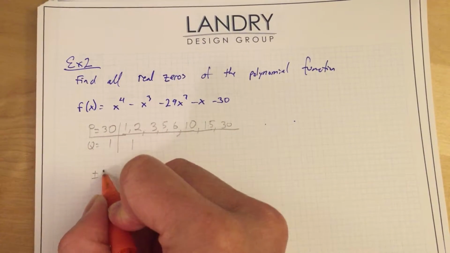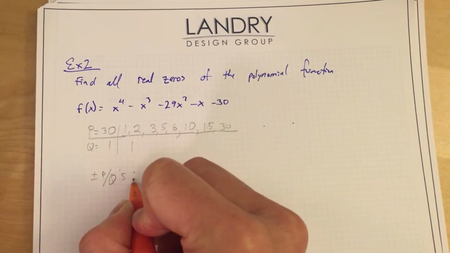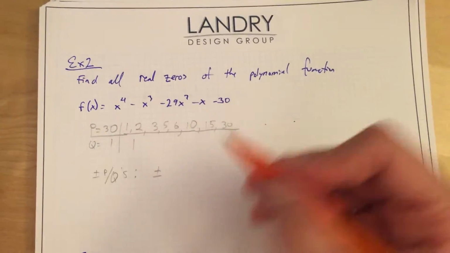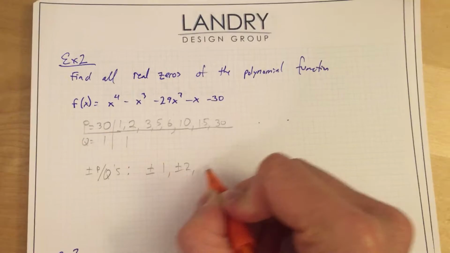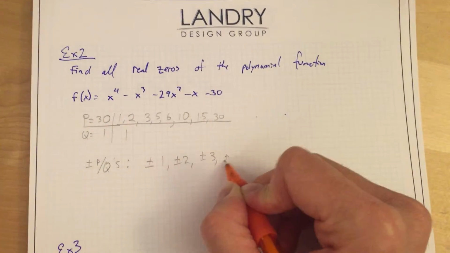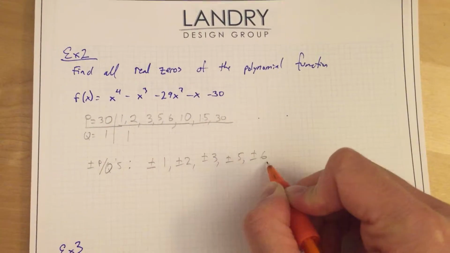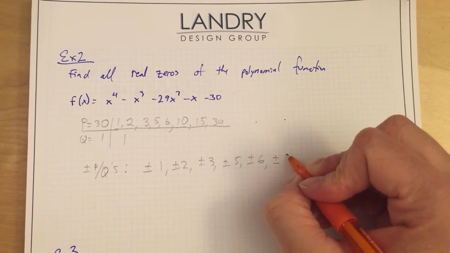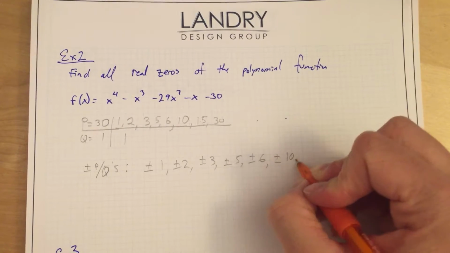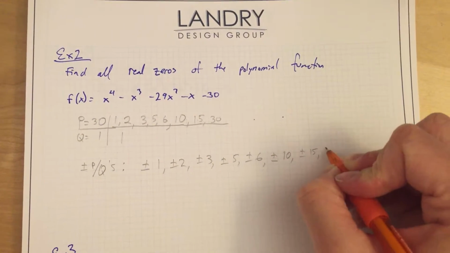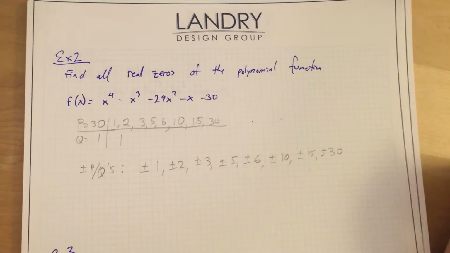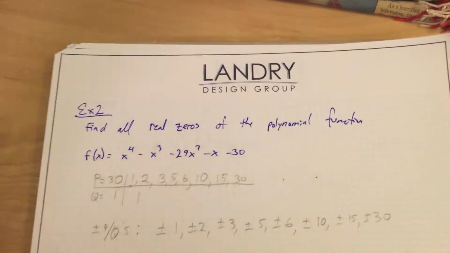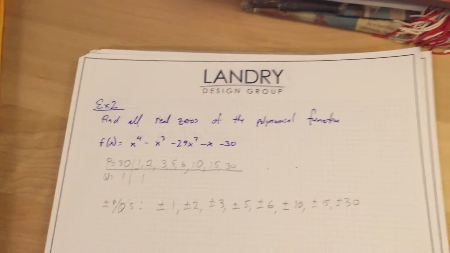So all your possible P's and Q's should have been plus or minus, and then all of those numbers, right? Because 1 divided by 1 is 1, plus or minus 2, plus or minus 3, plus or minus 5, plus or minus 6, plus or minus 10, sorry, plus or minus 15, plus or minus 30. Fantastic. Now, let's continue with example number 2.